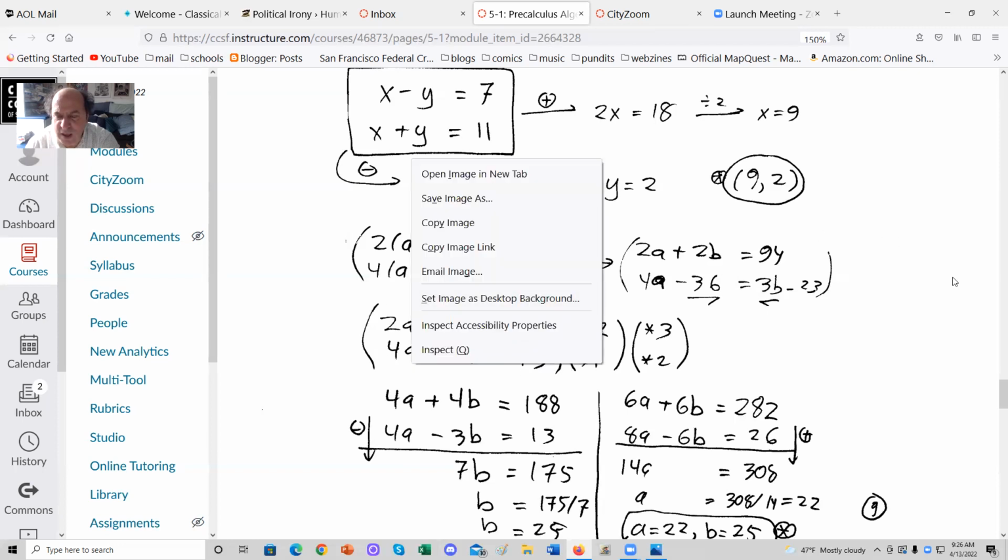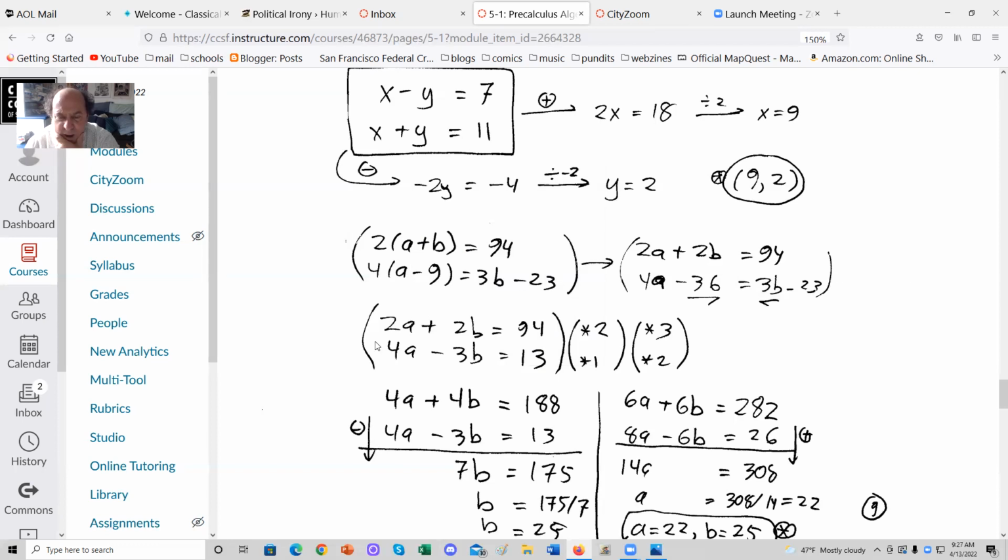First, let's start by eliminating the a's. We have a 2a here and a 4a here. So we just double the first equation and multiply the second equation by 1, and we'll get 4a in both. Here we have a 2 and a negative 3, so we multiply by a 3 and a 2, and we'll get a 6 and a negative 6. Okay, for this first one, when we rescale by 2 and 1, we get 4a plus 4b equals 188. 4a minus 3b equals 13.